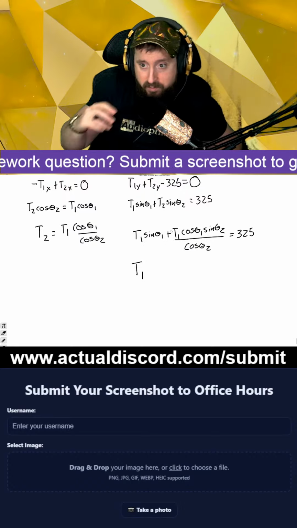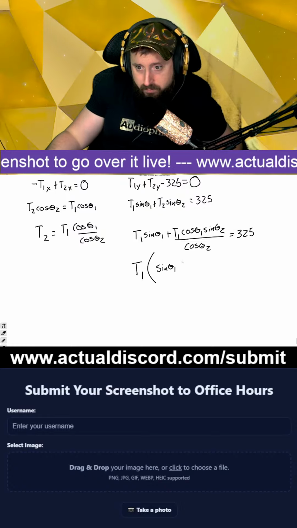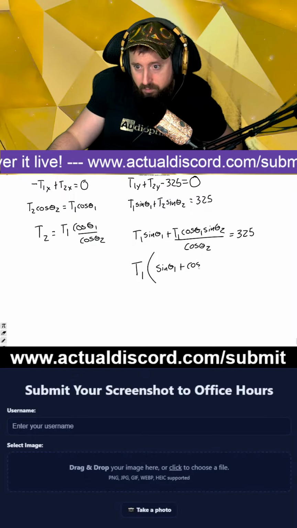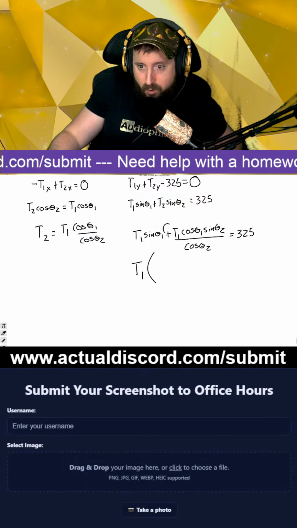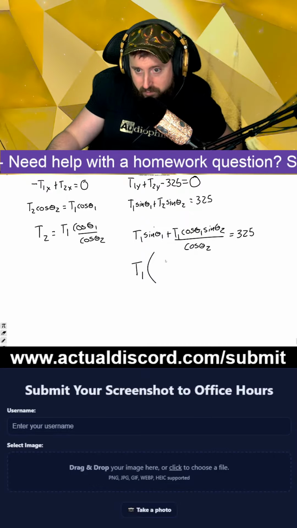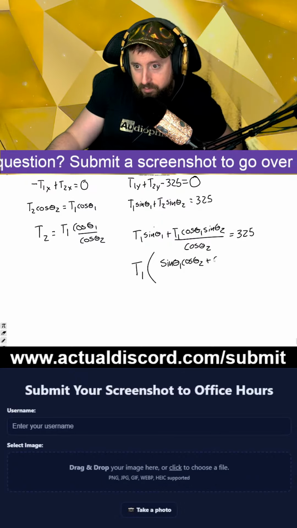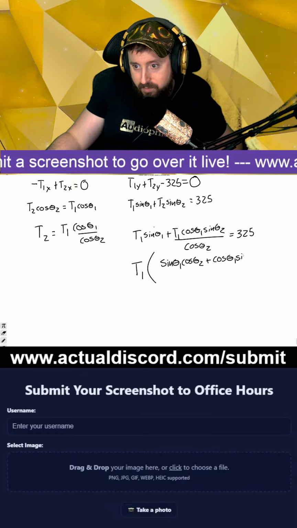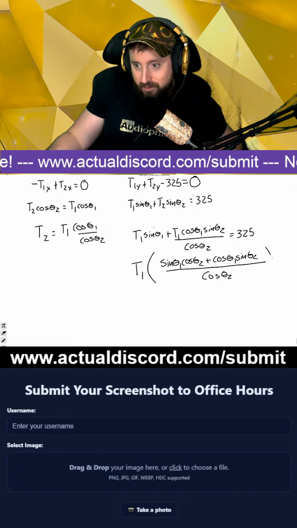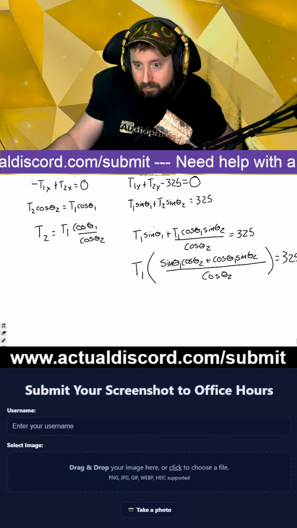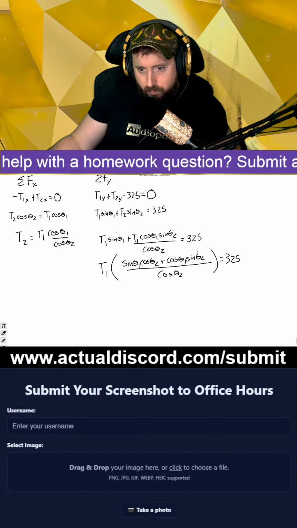So I can pull a T1 out of both of these, right? So this is T1 sine theta 1 plus, and here, let's make this kind of pretty. I'm going to multiply this by cosine theta 2 over cosine theta 2 so that I can combine the fractions. So that's sine theta 1 cosine theta 2 plus cosine theta 1 sine theta 2 all over cosine theta 2 is equal to 325. Okay. And then let's remind us what the angles are. Theta 1 is 60, theta 2 is 40.